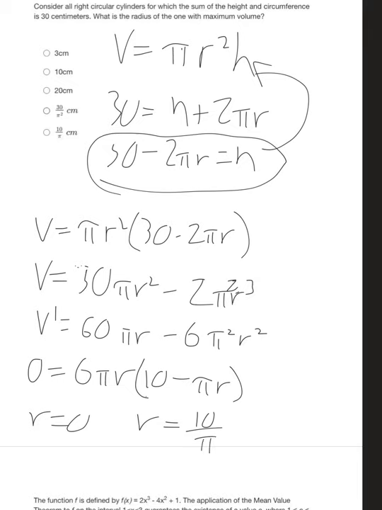Now, certainly, I don't have a maximum volume if the radius is 0, so I feel like I'm safe to say, okay, this is the only other critical number. I feel like that's going to be the one that's a maximum. We could always set up our intervals and test and double check that that is in fact a maximum, but I feel like we're safe to say it will be.